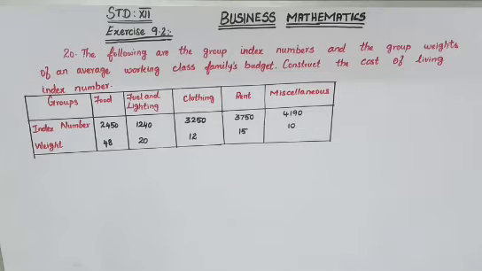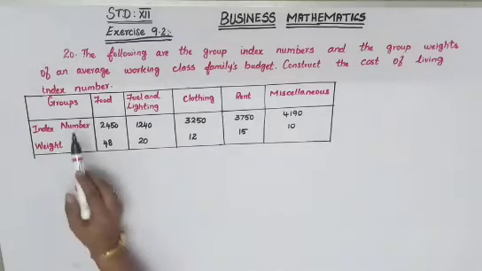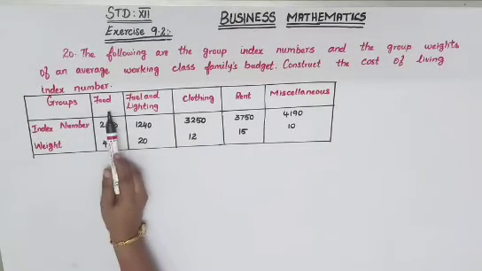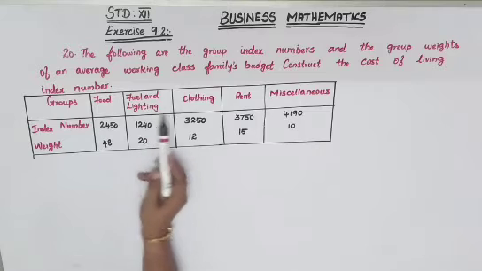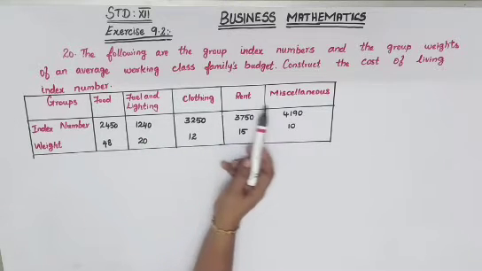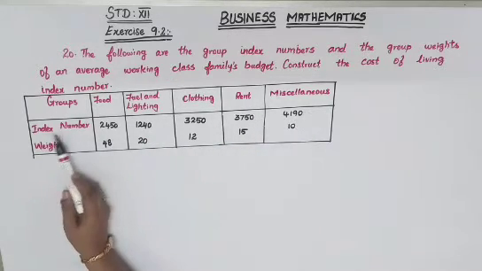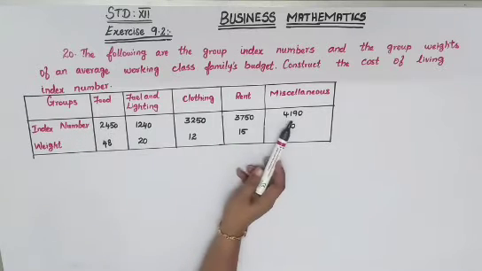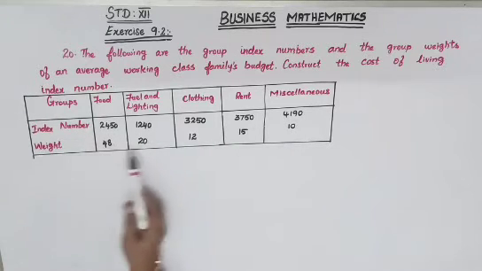Standard 12th Business Mathematics Exercise 9.2, 20th question. The following are the group index numbers and the group weights of an average working class family's budget. Construct the cost of living index number. So your question will be like this. The groups given are food, fuel and lighting, clothing, rent and miscellaneous. The index numbers and the weights are given.